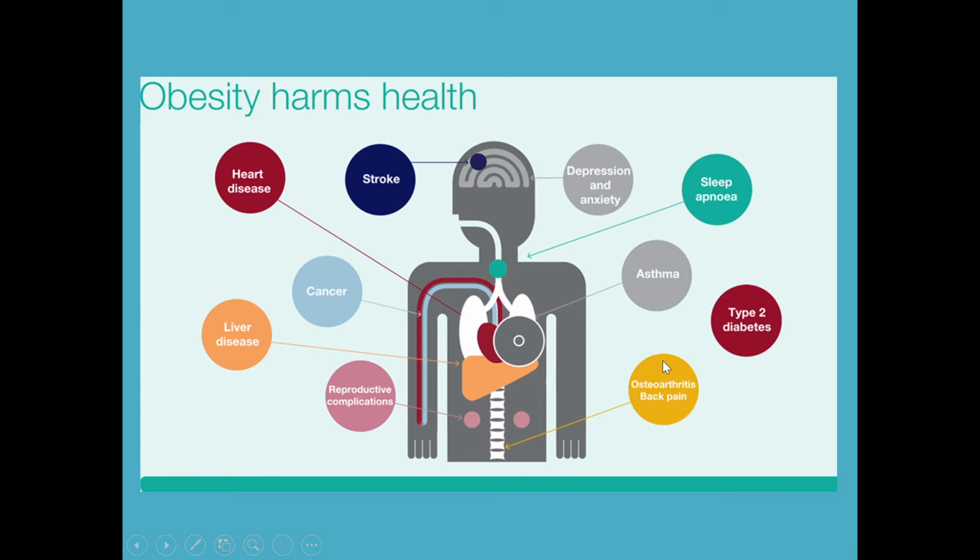Osteoarthritis, so back pain. You can develop type 2 diabetes. You're more likely to have asthma because of the pressure on your chest. Sleep apnea can affect how much you sleep. You can increase the risk of stroke. And little things, guys, depression and anxiety. A lot of people don't think of this one, but if you're obese, you're more likely to be depressed or have anxiety. So many things that anxiety can cause in terms of your health.